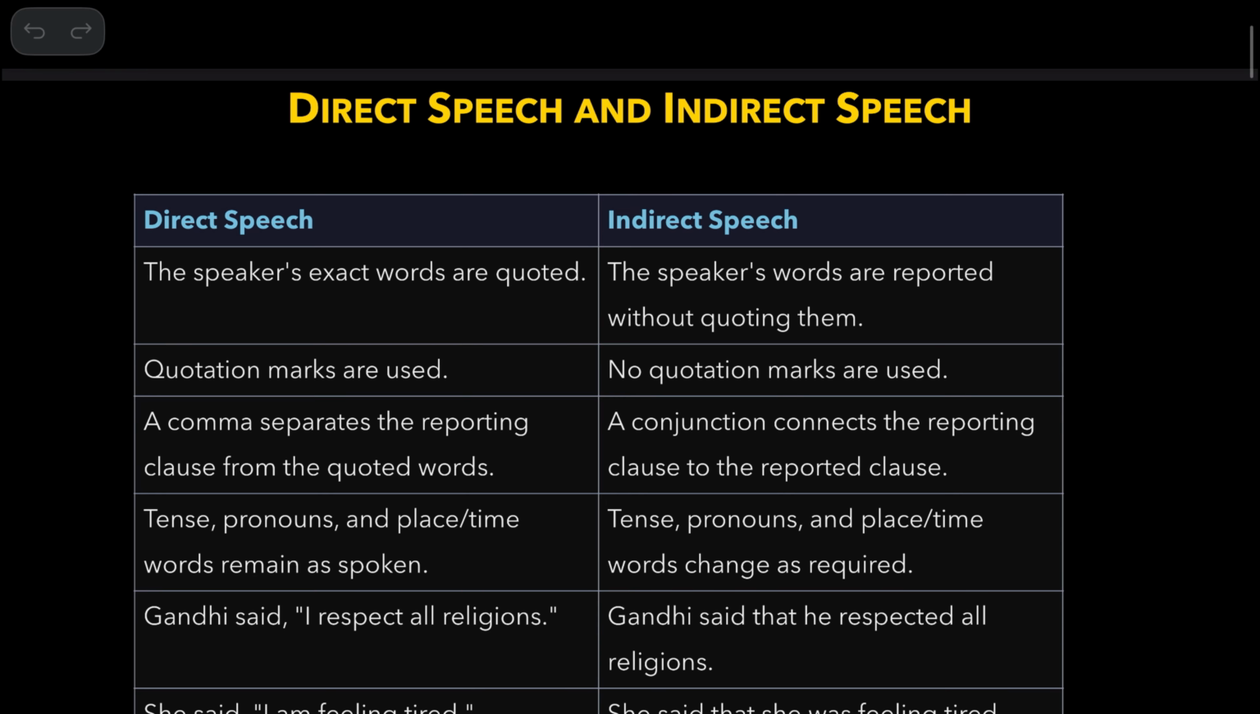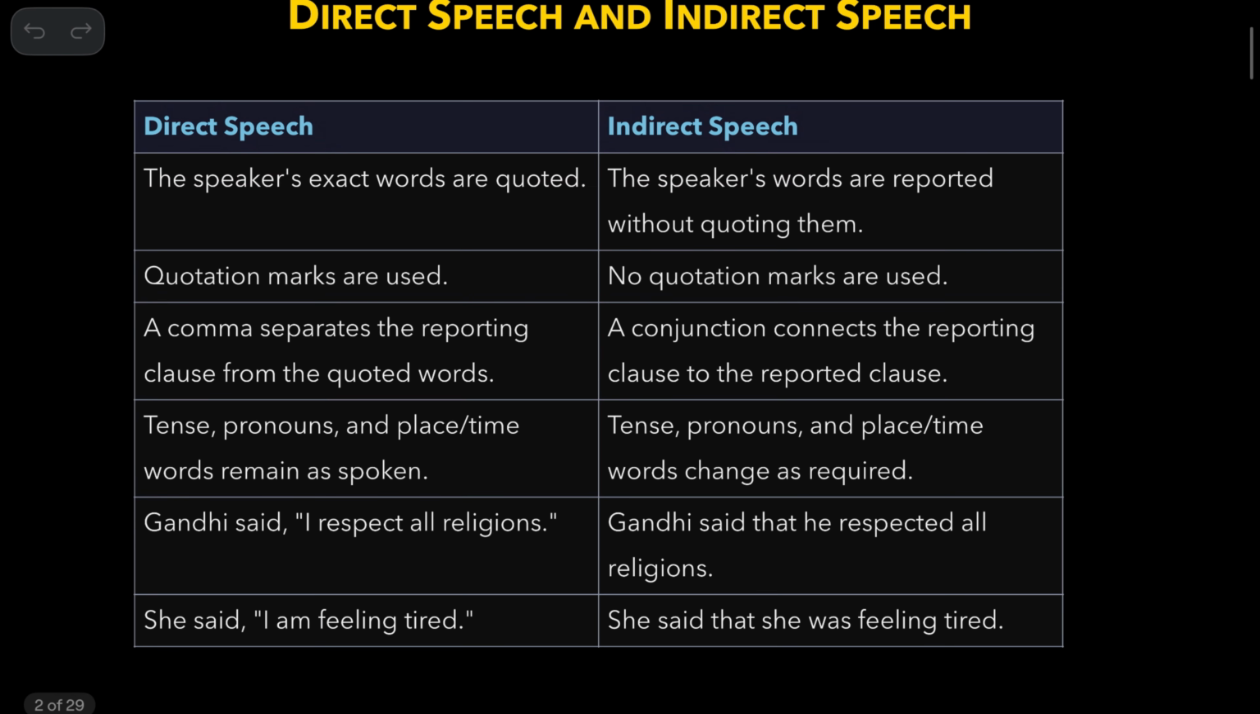Now let us see the difference between direct speech and indirect speech. In direct speech, you use the exact words of the speaker, word for word. You don't make any changes. But in indirect speech, you convey meaning for meaning in your own words. And there are other changes that you also make.